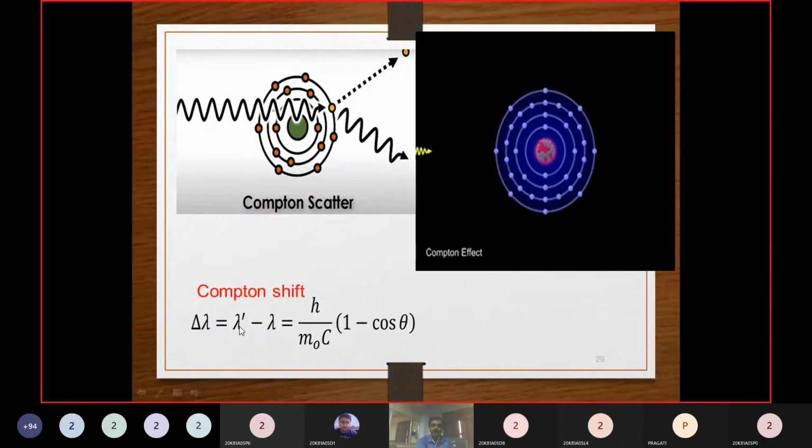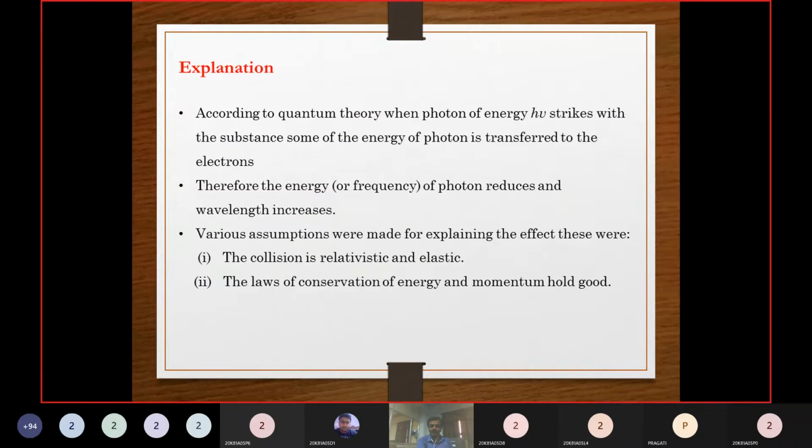The change in wavelength, where the original wavelength is lambda and the scattered one is lambda dash, is the Compton shift, del lambda. The Compton shift value is equal to h by m naught c into 1 minus cos theta. According to the quantum theory, when a photon of energy h nu strikes the substance, some of the energy of the photon is transferred to the electron. Therefore the energy of the photon is reduced and the wavelength increases.